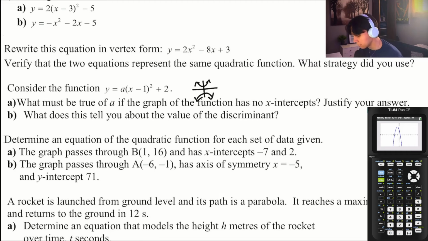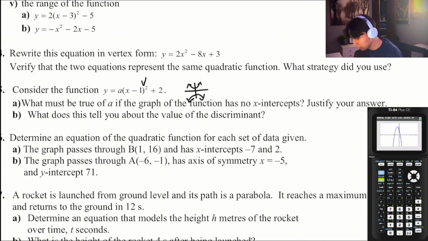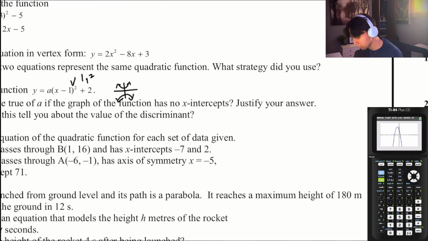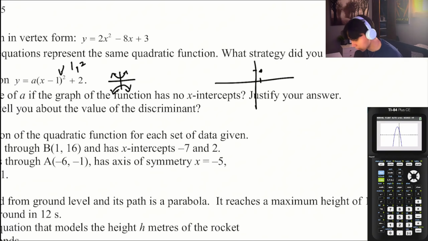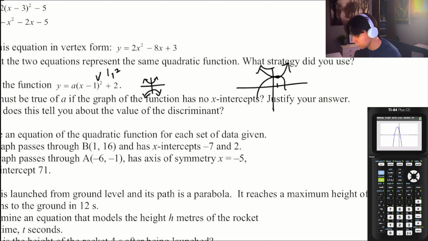So again, our vertex is going to be at (1, 2), because remember the negative 1 is just a 1 here for the x value. On our Cartesian plane, let's say this is 1 and this is 2. So it would be right there, (1, 2), right? And if we want no x-intercepts, we want our graph to open up and not down. Because if it opened down, then we would have 2 x-intercepts. But we want none, right? So we want it to face up.